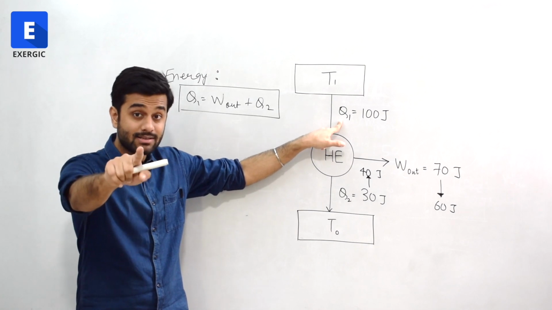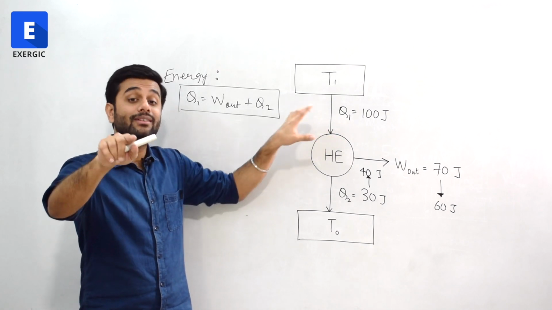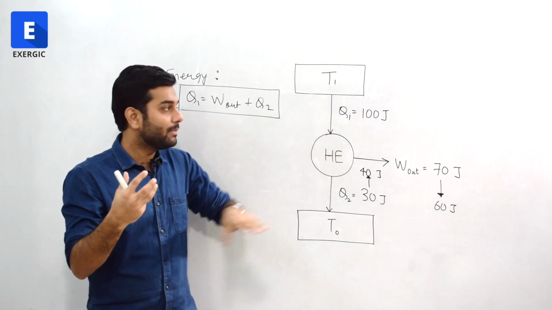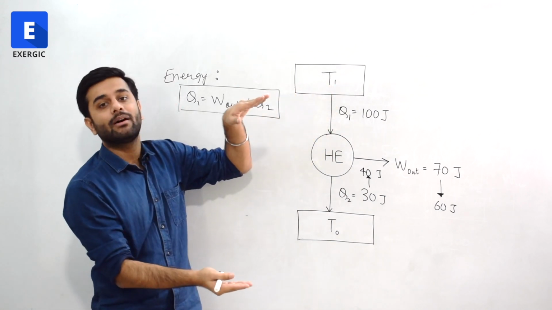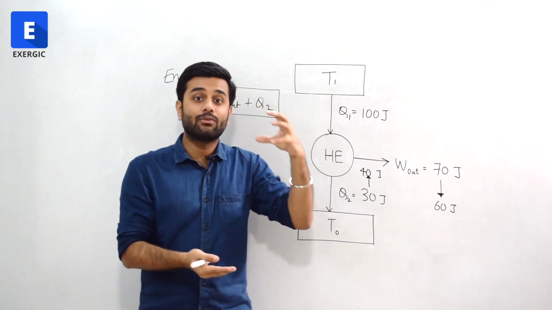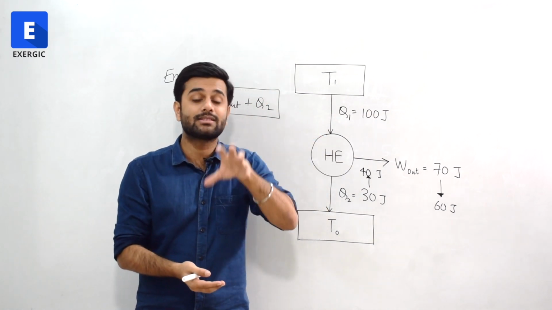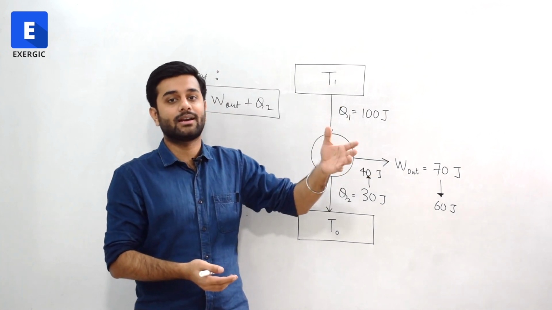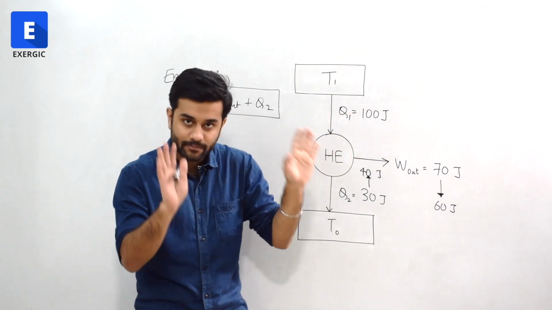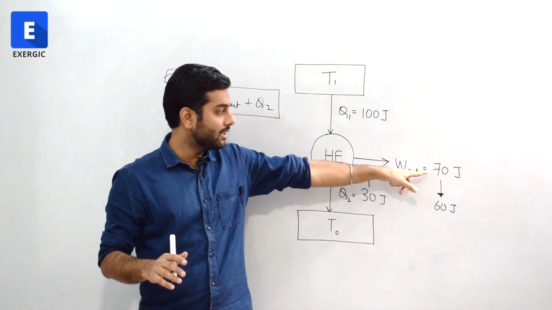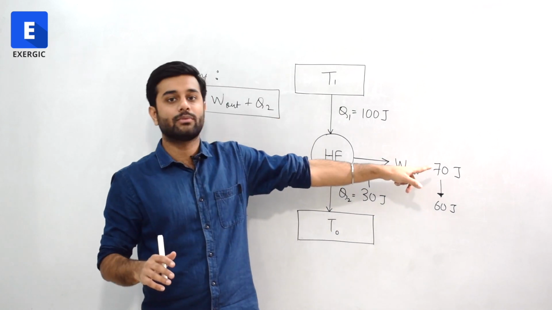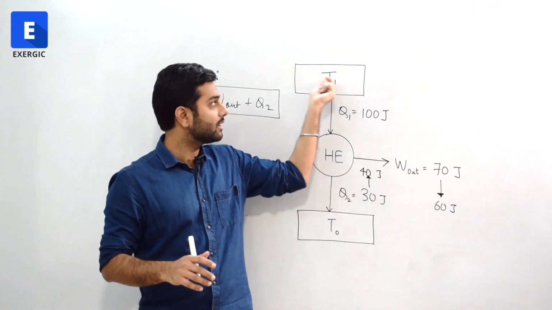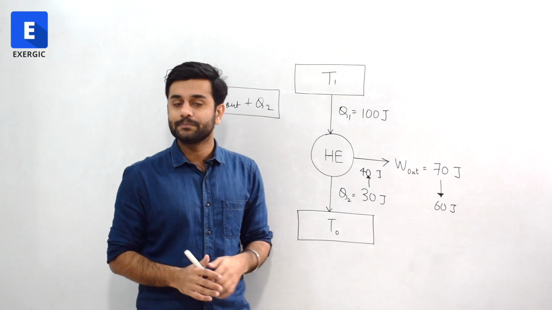Available energy of Q1 is: if a reversible heat engine is used between T1 and the minimum available temperature T0, then what will be the work of that reversible engine? Because that will be the maximum work, and the maximum work that can be extracted is nothing but the available energy, right? For this case, available energy is 70 joule, because it is the maximum work that a reversible engine will produce from this heat coming from this temperature.